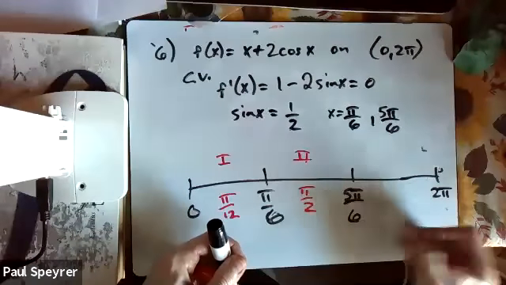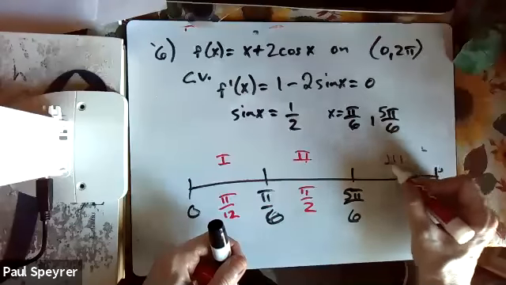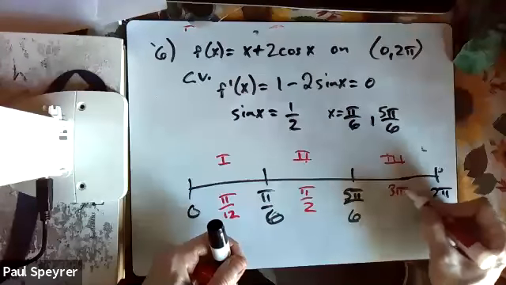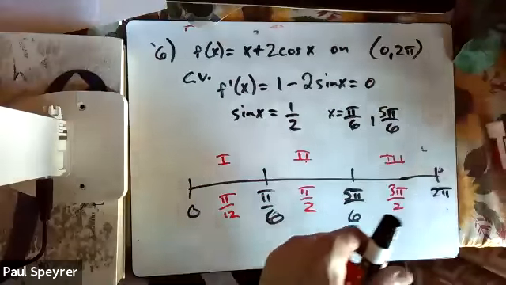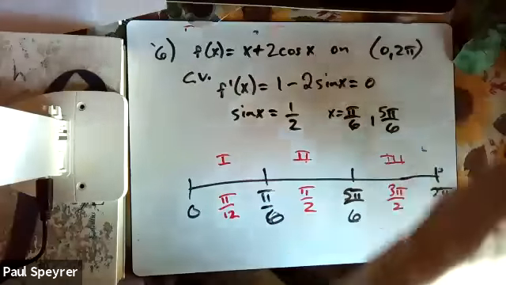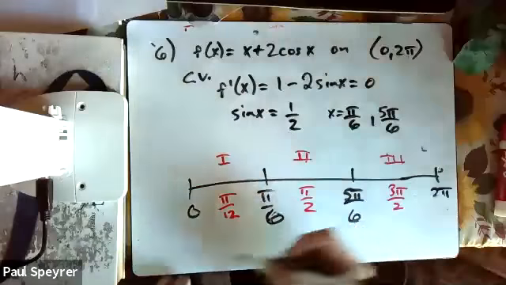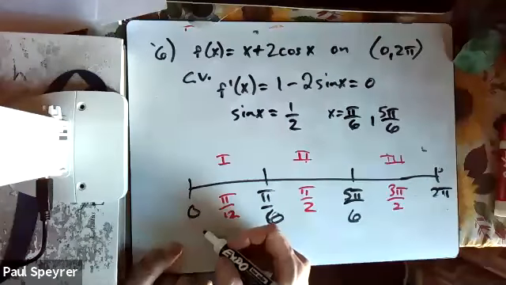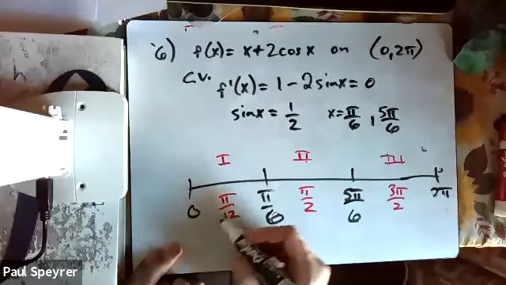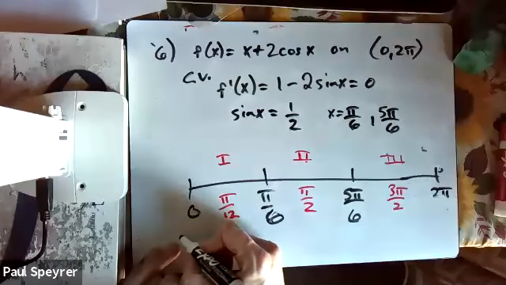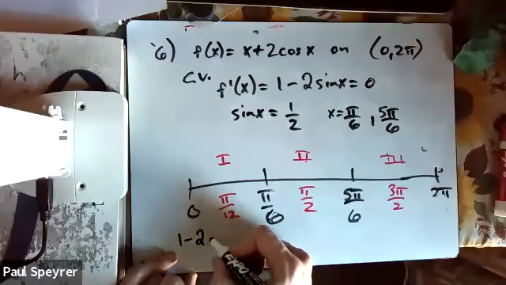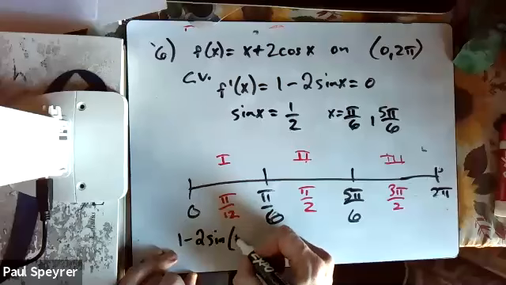What about between 5 pi over 6 and 2 pi? How about 3 pi over 2? Because that's also a nice value on the unit circle. So what are we going to do with these values? Plug them into the derivative and see if we wind up with a positive or negative number. So if we plug pi over 12 in, we get 1 minus 2 sine of pi over 12.